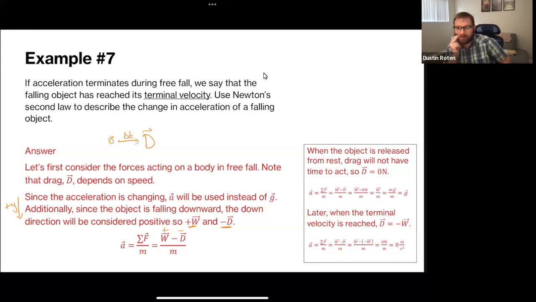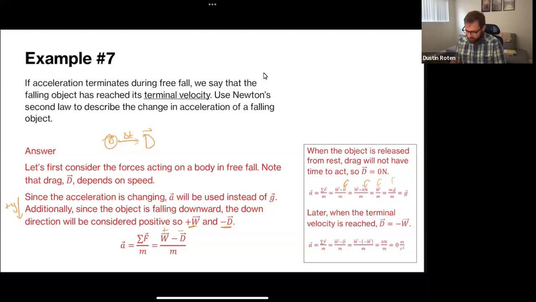So the whole idea here is that right when we jump out of the plane, right when we're released from rest for our fall, we don't have any drag yet, right? It's a low speed, it's just started. So drag, we're over here. Drag is so small, we're going to ignore it. So in that situation, drag becomes 0. And look what happens. If it's 0, we just ignore it.